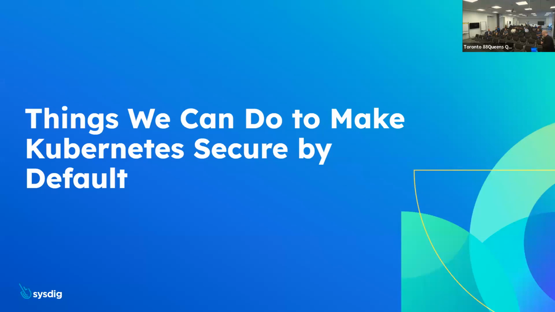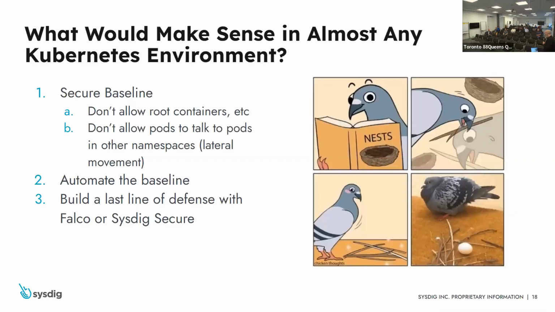So what can we do to make Kubernetes secure by default? These are the things that I'm suggesting that anybody can do with their Kubernetes clusters. One is add a secure baseline, don't allow root containers, and there's a bunch of other things that you could do that I'll show you too. And don't allow pods to talk to other pods in other namespaces, right?